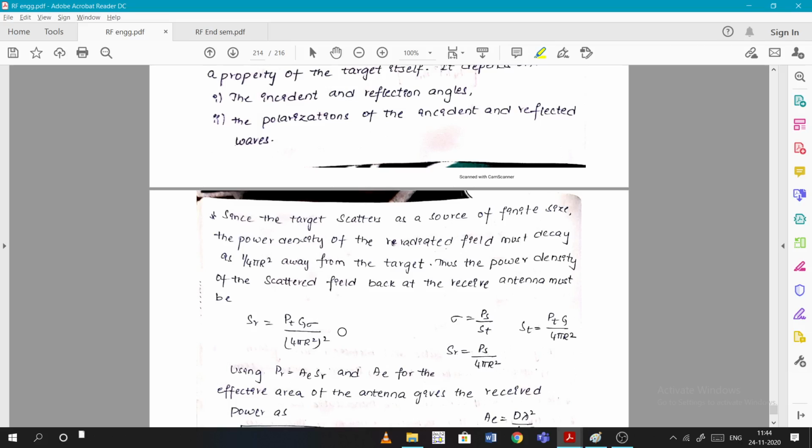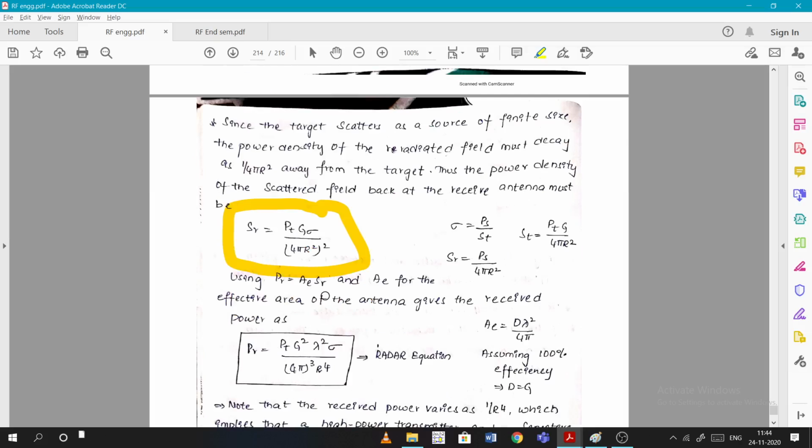Next, since the target scatters as a source of finite size, the power density of the radiated field must decay as 1 by 4 pi R square. By using that, the power density of the scattered power back to the receiver antenna must be SR equals PT G sigma by 4 pi R square, where sigma is PS by ST. Substituting PS and ST, we got SR equal to this formula, the power density of a scattered field.